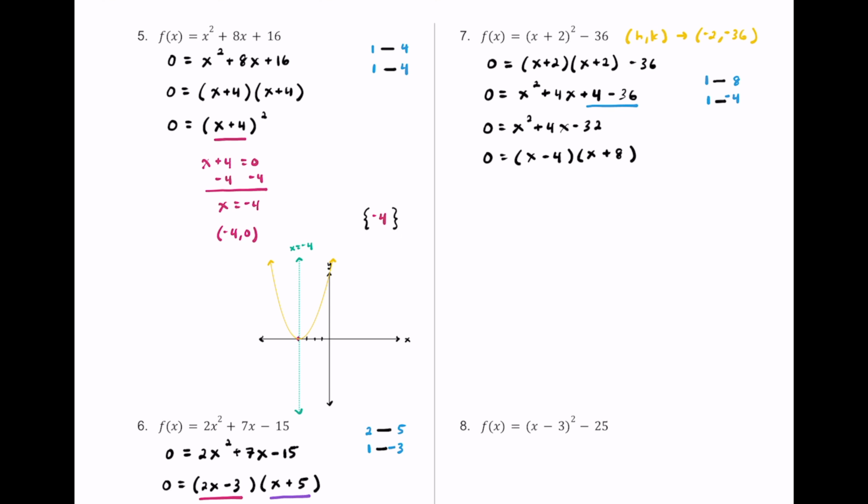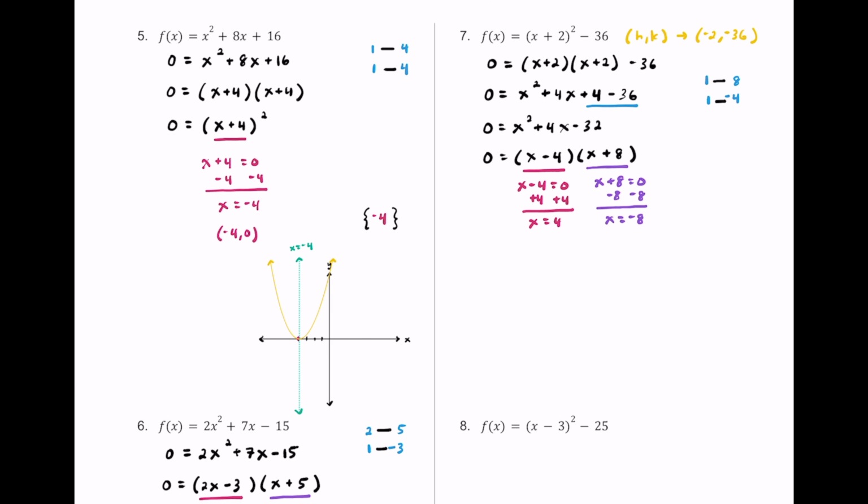Now to find our solutions, we can set this equal to 0. So we have x minus 4 equals 0. We can add 4 and add 4, and we find that when x is equal to 4, this whole thing will equal 0 on the right side. And if we say x plus 8 is equal to 0, and take away 8, then x is equal to negative 8. That would be another solution.